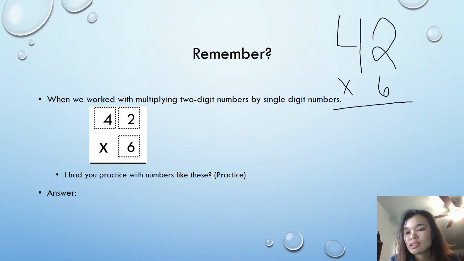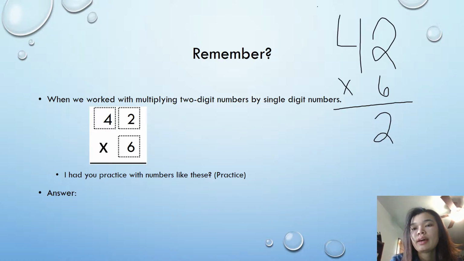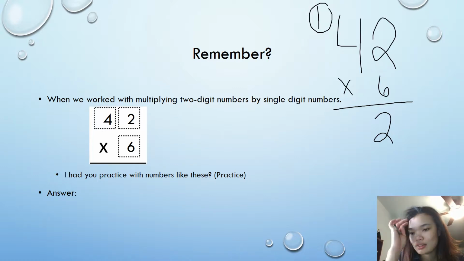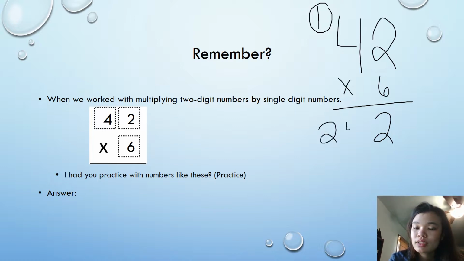So first you're going to do 6 times 2, which is 12, right? And you're going to carry that 1. We'll circle it so we remember that we're not multiplying, we're just adding that 1. So we're going to do 6 times 4 plus 1, right? So 6 times 4 is 24, and then you're going to add that 1, which will give you 25. So then you bring back down that 2, bring down that 5, and your answer is 252. Okay?